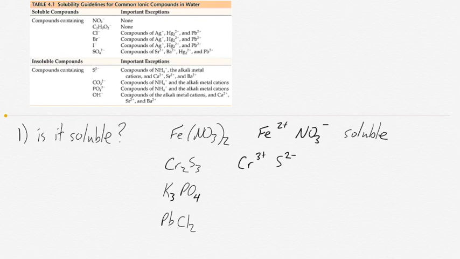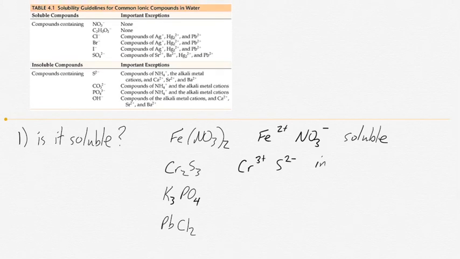We look at the right-hand column for important exceptions, and we see that any sulfide ion mixed with ammonium or alkali metal cations, calcium ions, strontium ions, and barium ions, those are exceptions. Those would be soluble. Chromium is not one of the exceptions, so this is insoluble.